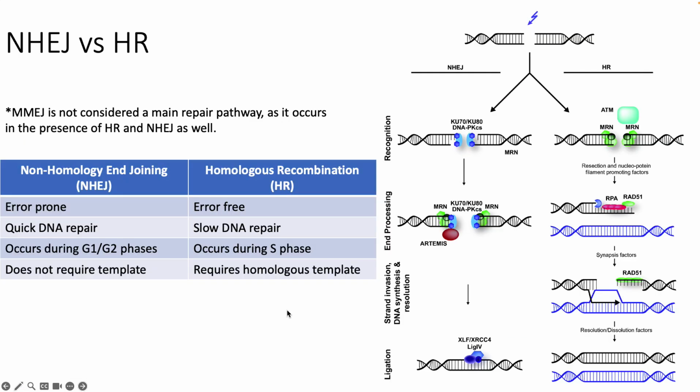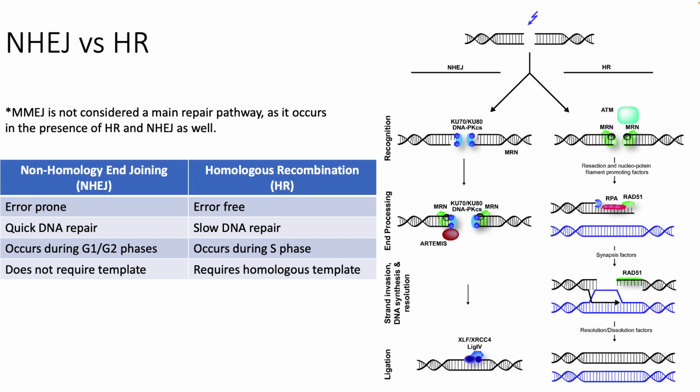So what are the main two DNA damage repair pathways? That's NHEJ and HR. MMEJ, even though I explained that to you today, is not considered a main repair pathway. It's a minor repair pathway that helps out with both NHEJ and HR by taking some of the workload off of them. But the important things to remember are the hallmarks. NHEJ is error prone, while HR is error free. NHEJ is a quick DNA repair mechanism, while HR is slow and is a long, extensive process.